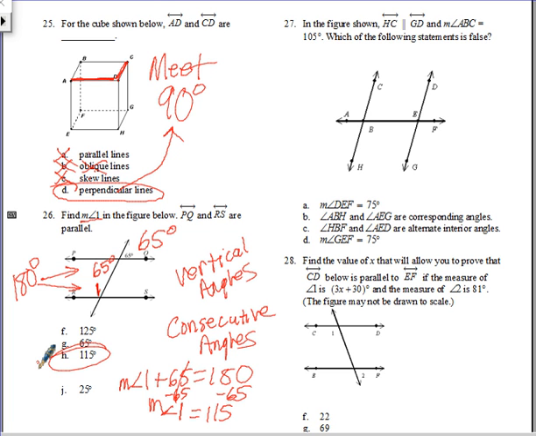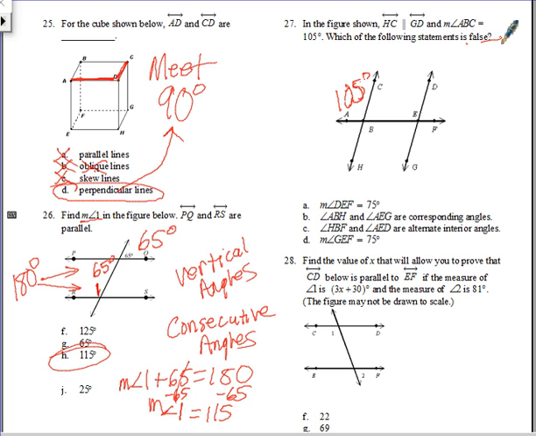Item H. Number 27. We know that ABC, so here's ABC. We know that this is 105. Okay? And this is one of those elimination problems. So which one of these is false? So we just got to go through each one of these.